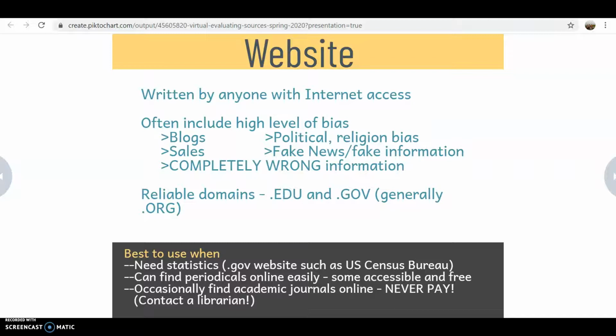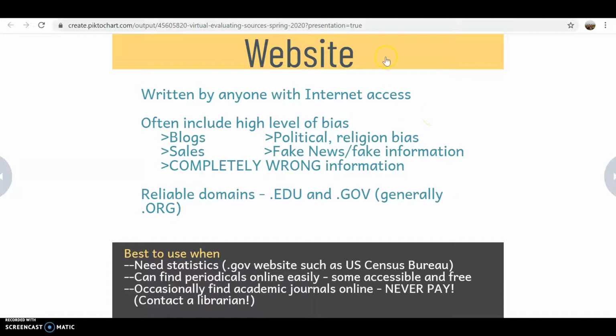So a heart disease map by state from the CDC, or you can even find some periodicals on there that are free. And you could even find academic journal articles, but sometimes they want you to pay for them, so never do that. Contact a librarian. That's why we have the databases. But you just want to be really careful of who wrote it, when was it written, why was it written, can you verify those facts, right?